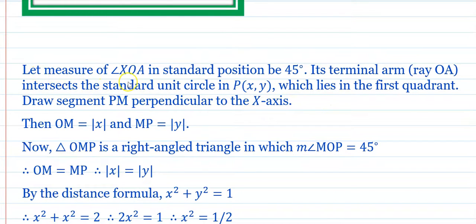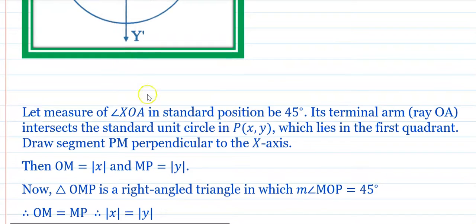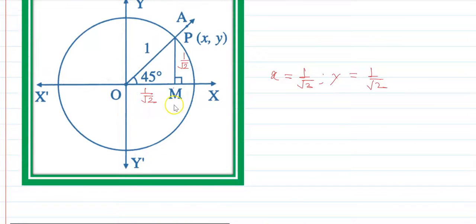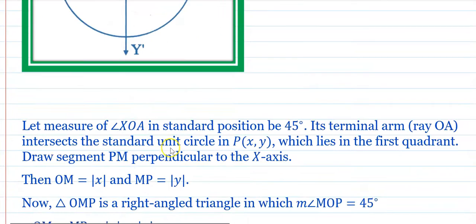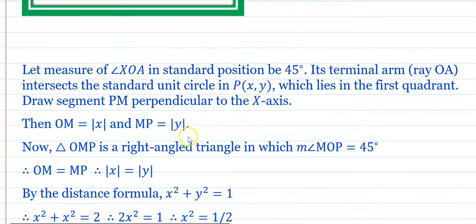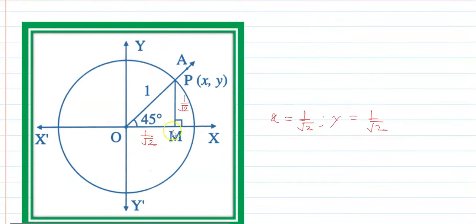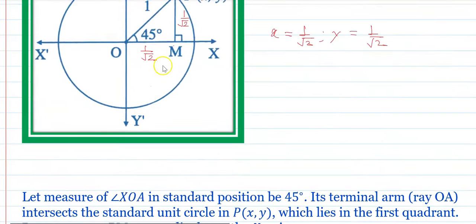Let the measure of angle XOA, this is XOA, is equal to 45 in a standard position. Its terminal arm, ray OA, intersects the unit circle at the point P, which lies in the first quadrant. Draw PM perpendicular to the x-axis. Then OM is equal to x. PM is equal to mod of y. The triangle OMP is a right angle triangle. Measure of angle MOP is equal to 45. OM is equal to MP. That is x is equal to y. By the distance formula, x square plus y square is equal to 1. X square plus x square. Now these two sides are equal.